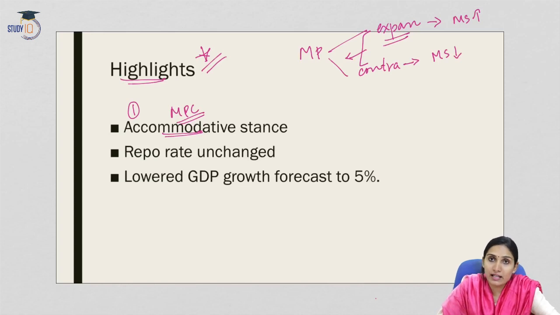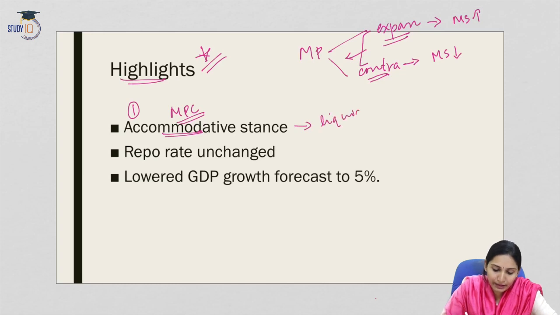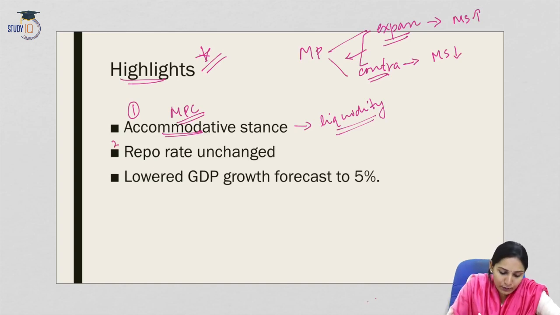So accommodative stance means that RBI wants to increase the liquidity or the money supply in the market, but it is nowhere trying to expand it to a larger extent, nor is it trying to contract. So in between is the accommodative stance, and now the governor of RBI has said that it is adopting an accommodative stance. That means it is trying to infuse some liquidity into the market but not adopting an expansionary policy as such. So this is the first thing. Second one is that the repo rate has been kept unchanged.